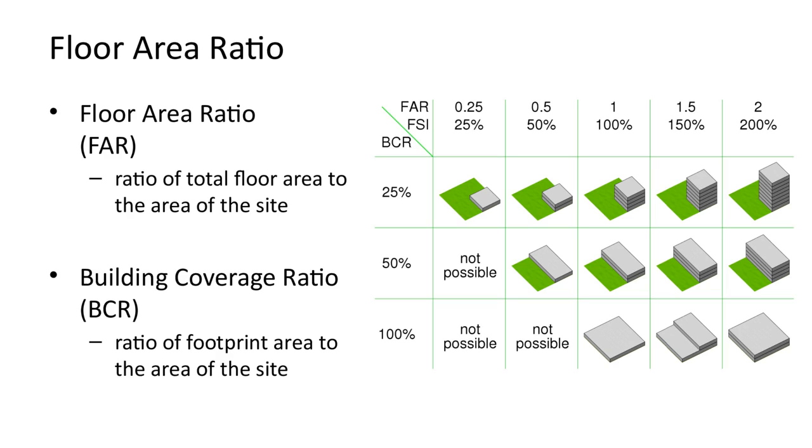Area ratios are often used in city planning to control density. 2 common measures are floor area ratios and building coverage ratios. Floor area ratio is the ratio of a total floor area to the area of the site. Building coverage ratio is the ratio of footprint area to the area of the site. In the diagram, we see a series of examples of massing options with differing ratios.